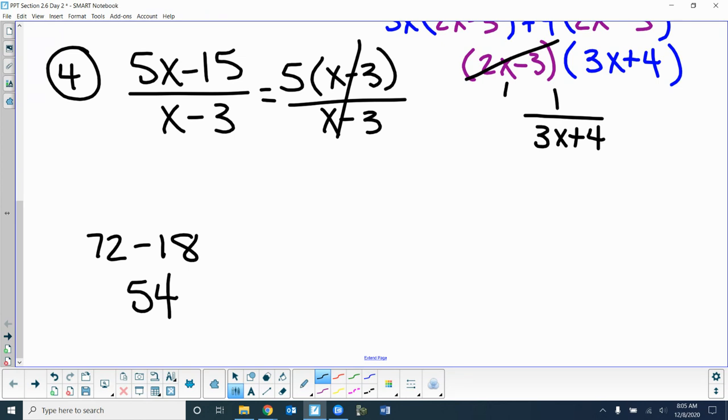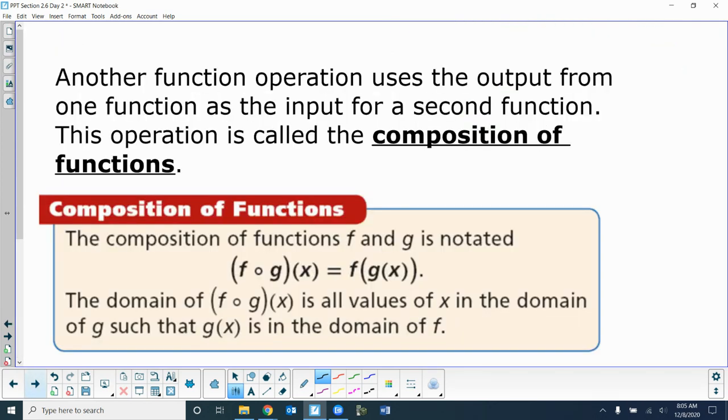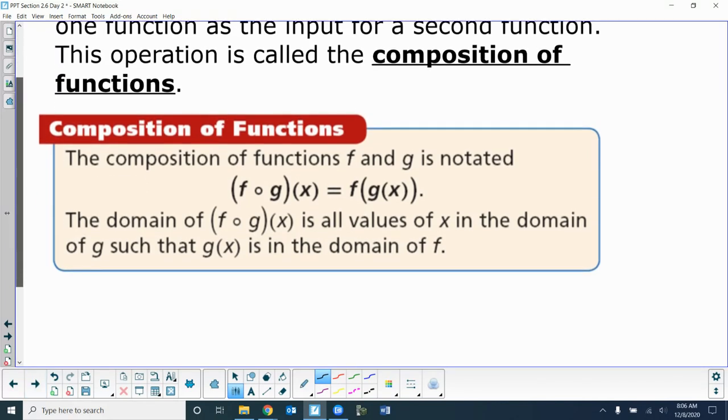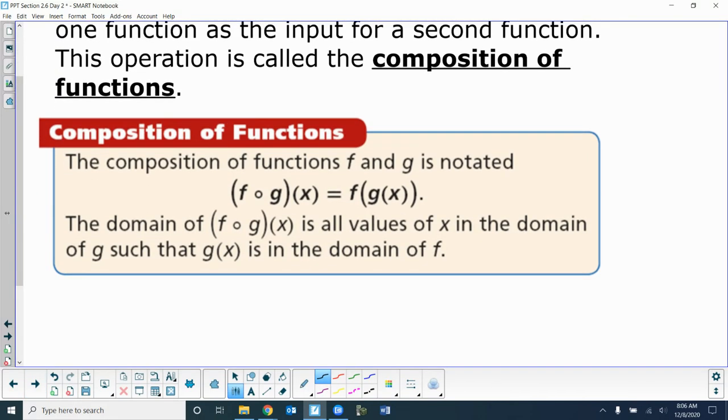Okay. So today we're doing what we call composition of functions. All right. So we did add, subtract, multiply, and divide yesterday. This is the other operation of functions. It uses the output from one function as the input for a second function. Okay. So they have this little circle they put in between them. You could call it f circle g if you want. But it means f of g of x, all right?